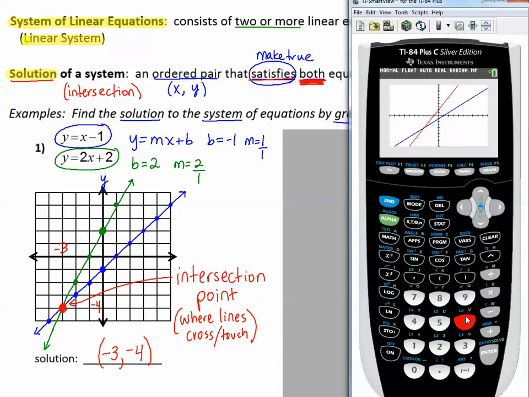There are the two graphs. See the intersection point, and now we're going to calculate it. Calculate, second, calculate. Intersect is the fifth choice. Let's go over close to where that intersection is. When we're approximately right on top, notice that it gives us a little guess. It's around negative 2.8, around negative 3.8, but if we press enter, enter, enter, it tells us exactly. X is negative 3, Y is negative 4. That's a great way to check it in our calculator. Let's take a look at another one.